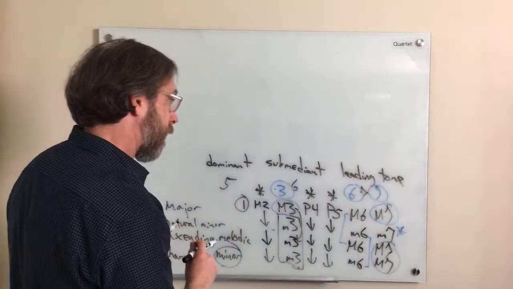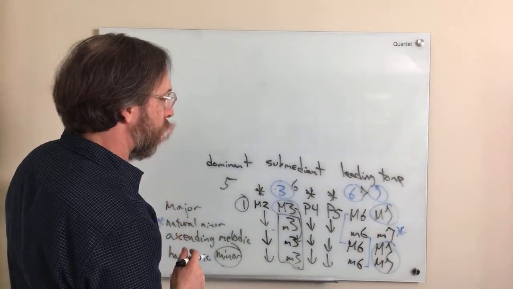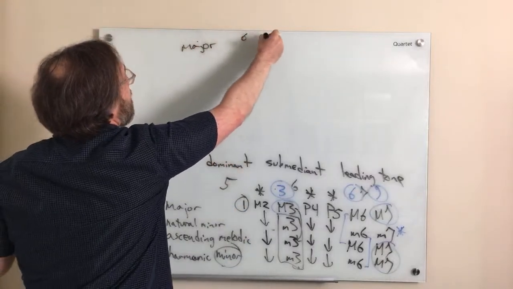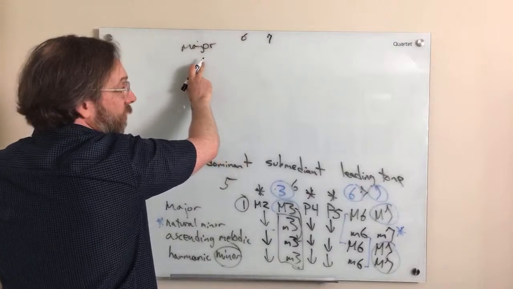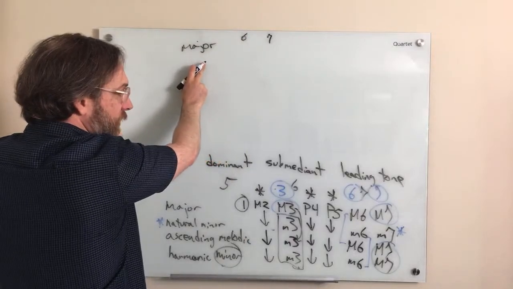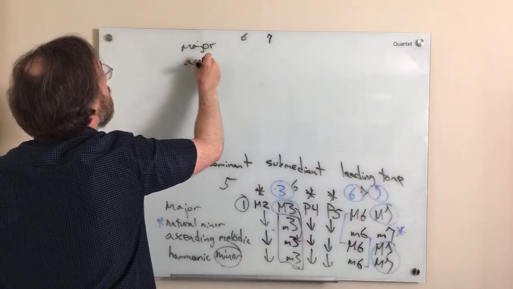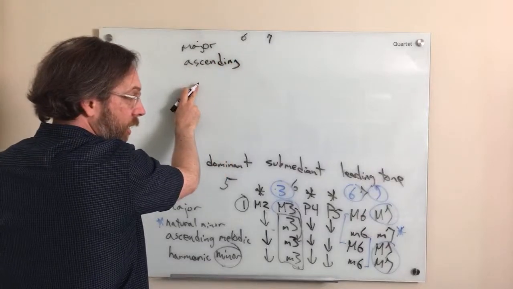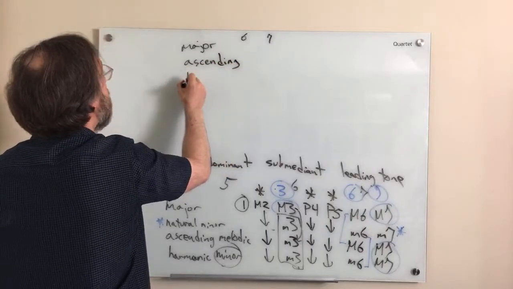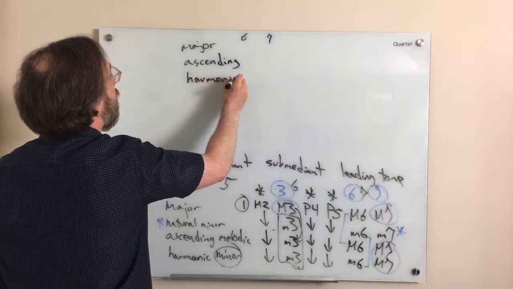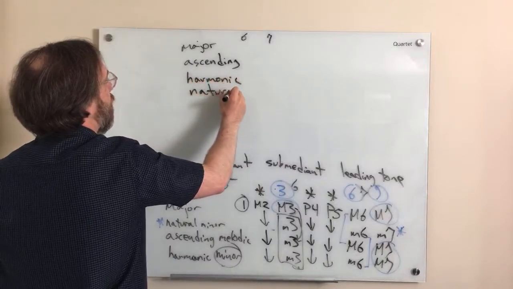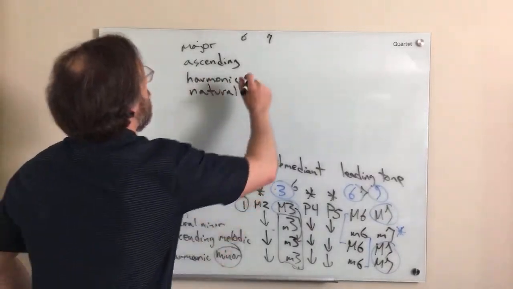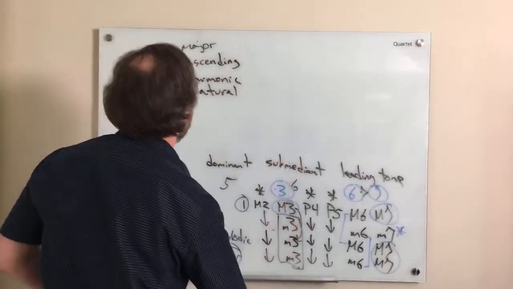So if we say, let's see if we can group things together, right? So we have our major scale. We're looking at scale degrees 6 and 7, right? The major 6 is for also ascending melodic. And then let me put harmonic next and natural last. Let me put it this way and see if this helps out. Making charts that make sense to your brain is like the trick.